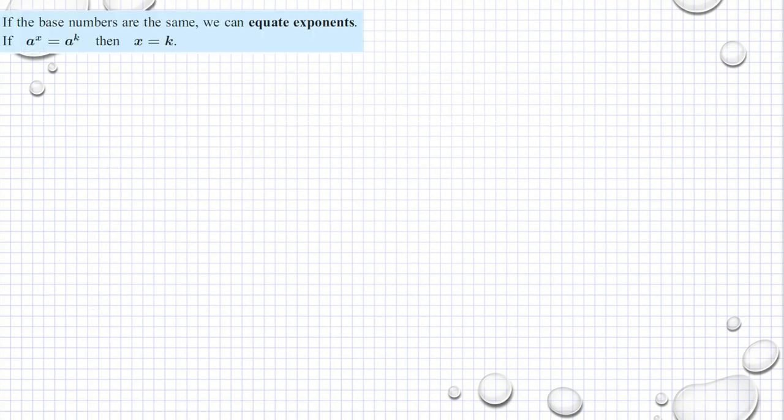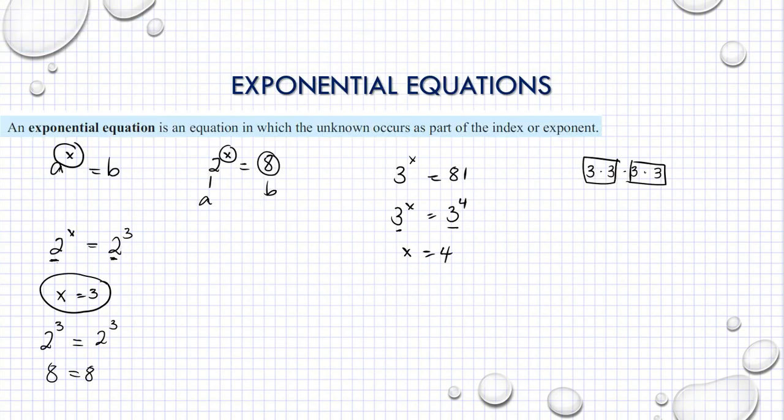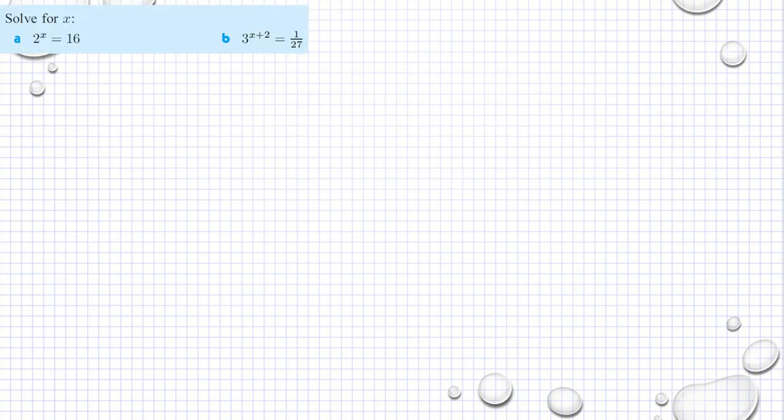To summarize, if the base numbers are the same, that means you have the same a there, we can equate the exponents as we did here. Okay, let's see if we can find some examples. Solve for x. For a, we have 2 raised to x is equal to 16, which is 2 raised to 4, because 2 times 2 times 2 is 8, times 2 is 16. So we have x is equal to 4.